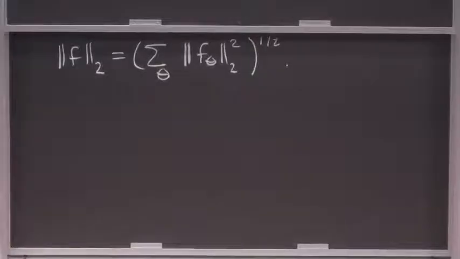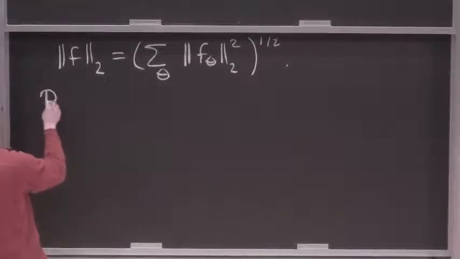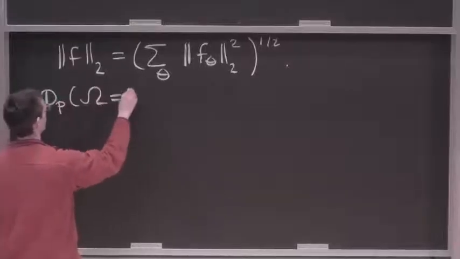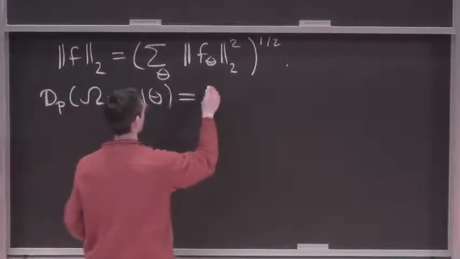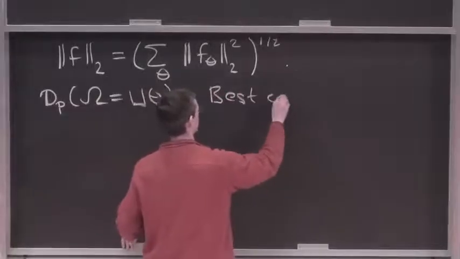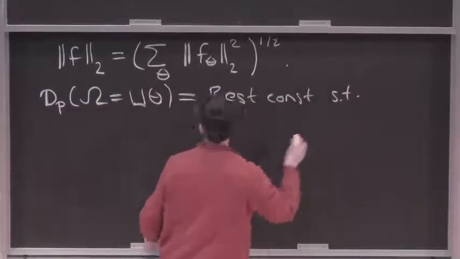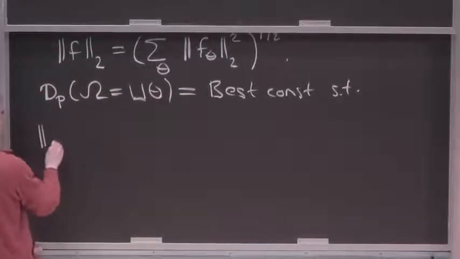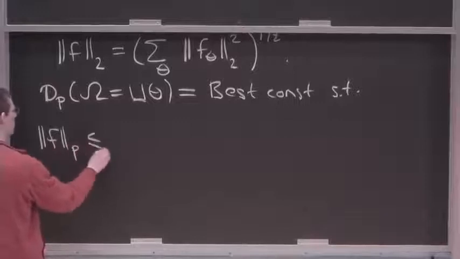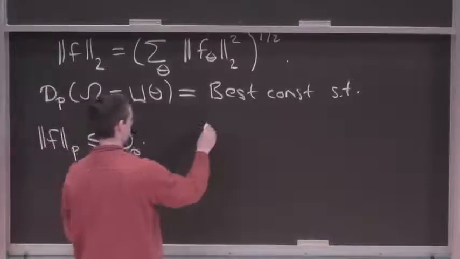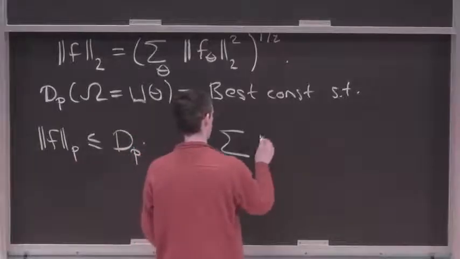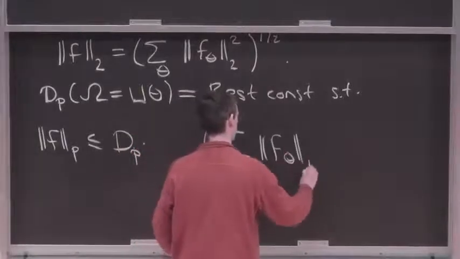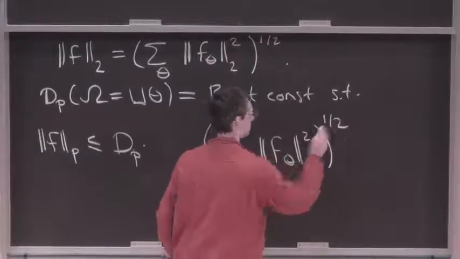And decoupling is about what happens if we consider not the L2 norm, but some other Lp norms. So the Lp decoupling constant of this decomposition is the best constant so that something like this holds up to this constant for Lp norms, so that the Lp norm of f is bounded by this constant times this.